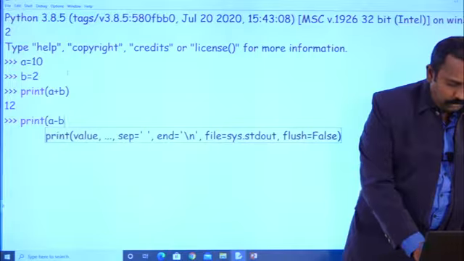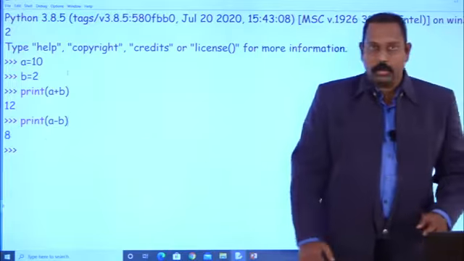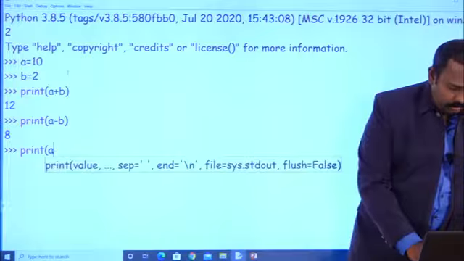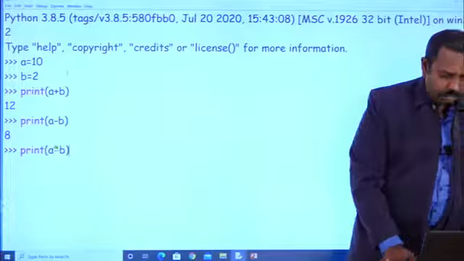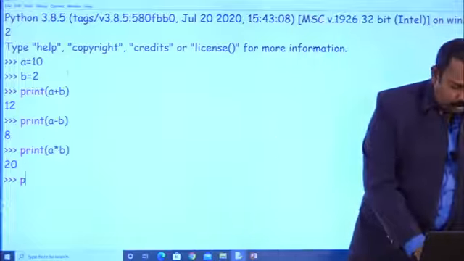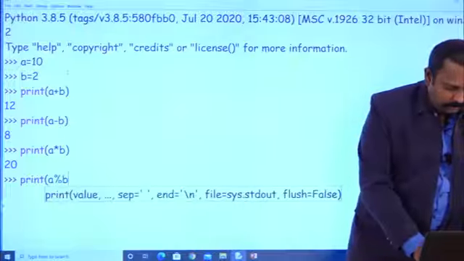Suppose print a minus b. What is the output we will get? 8 is the output, 10 minus 2, 8. Suppose print a star b. So 10 into 2, 20 we will get as the output. Suppose print a percentage b.